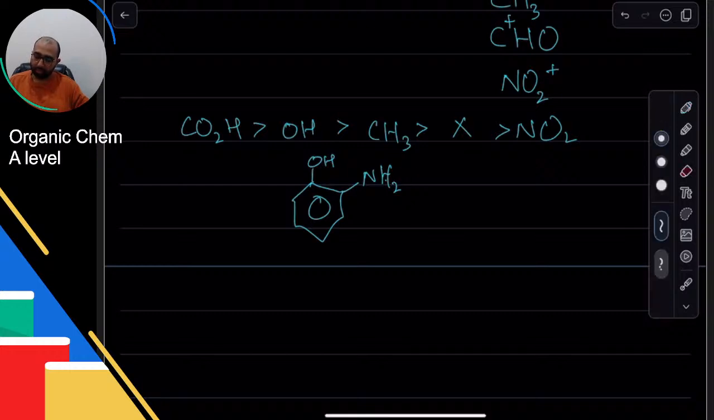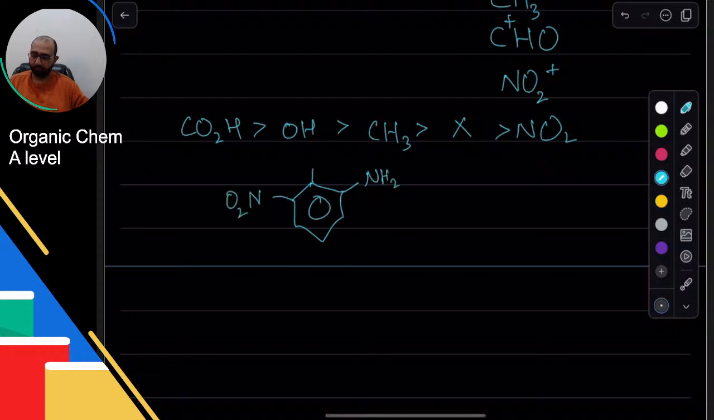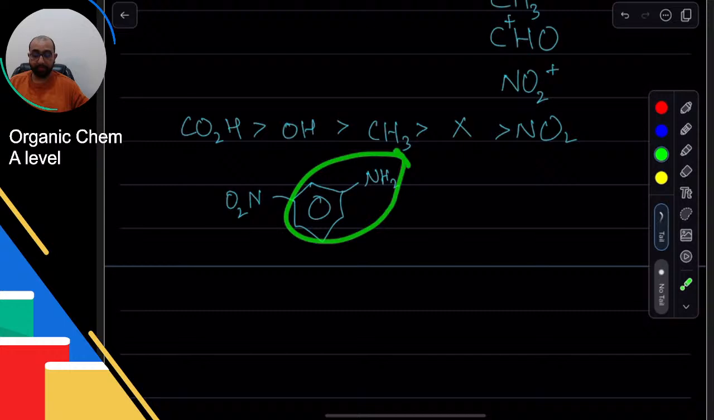Let's see. This one is clearly the main priority. So phenol, this is number 1, this is number 2. 2 amine phenol. There you go. If you had amine and let's say nitro here, so the priority goes to amine, so it will be phenylamine, but then you have nitro, so now 1, 2, 3.